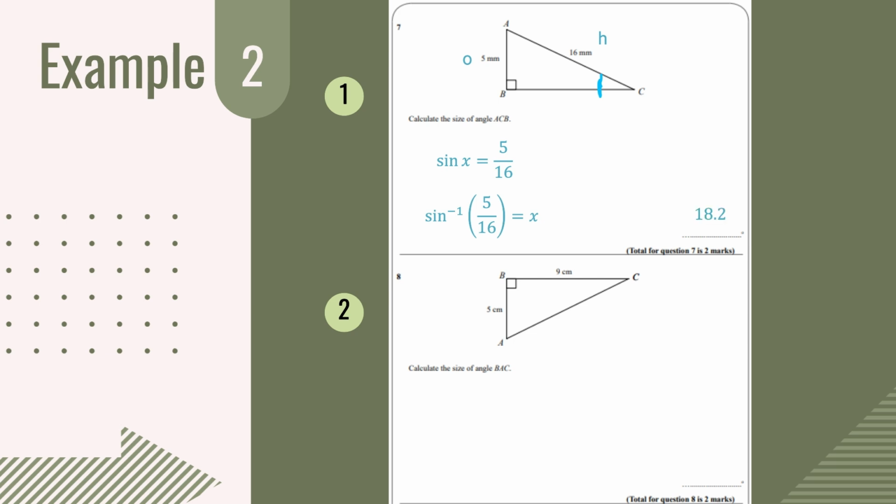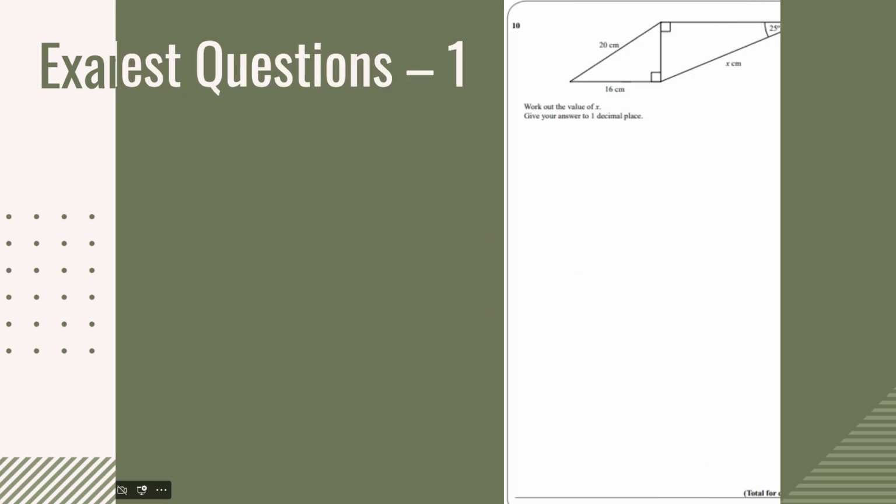Now in our second question, we're asked to calculate the angle BAC, which is here. Now obviously, here we have A and O. So we're going to use tan. So tan x equals 9 over 5, meaning the inverse of tan of 9 over 5 equals x, and x to one decimal place is 60.9.